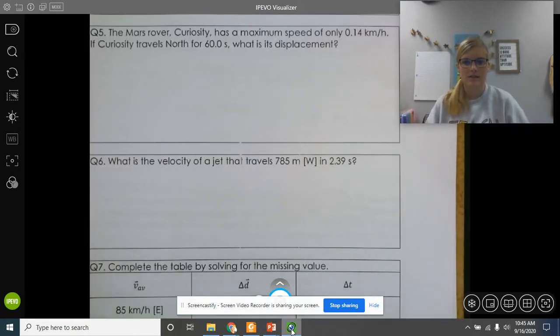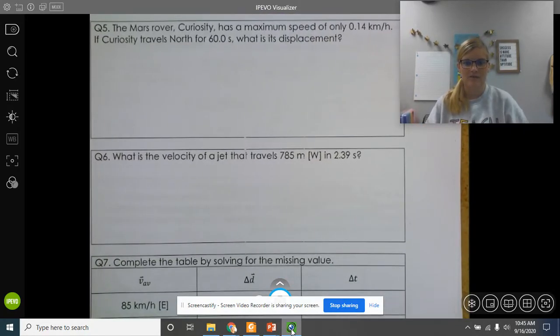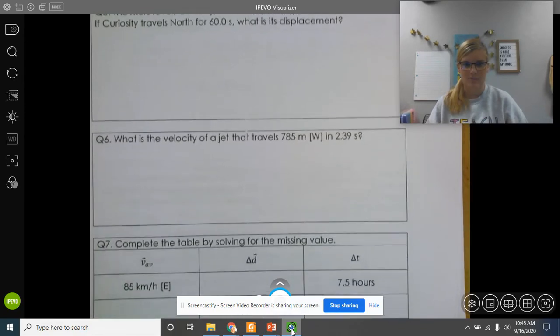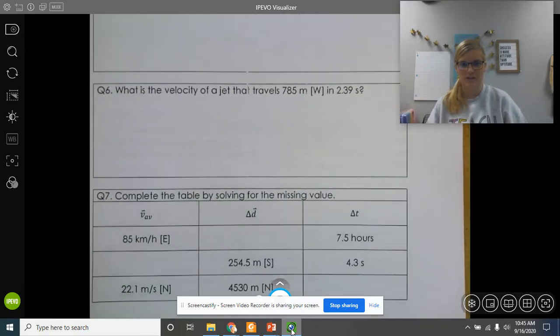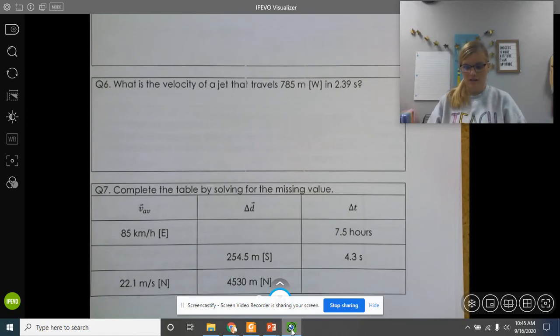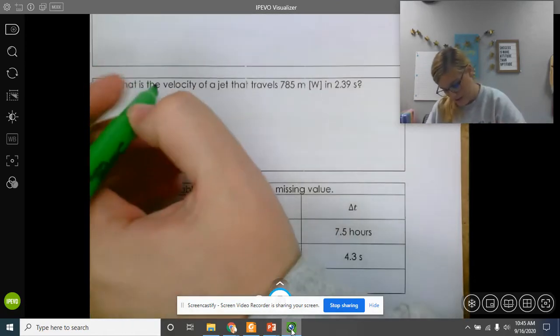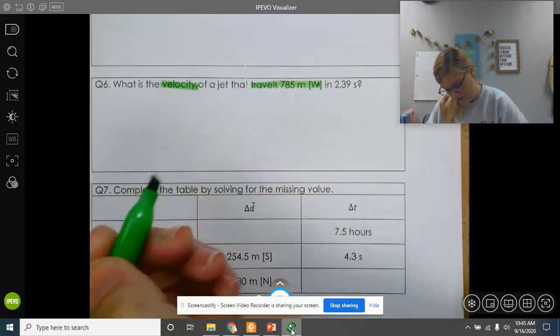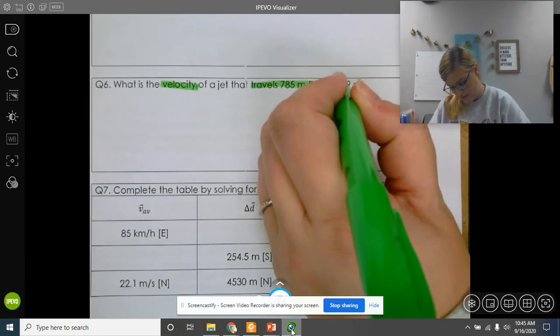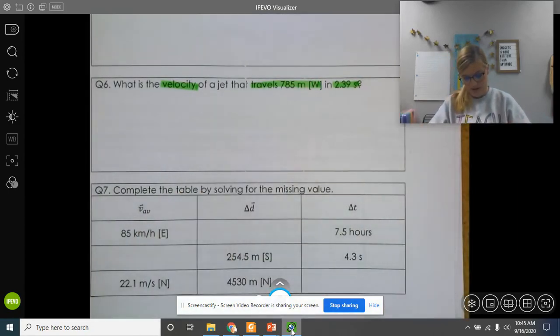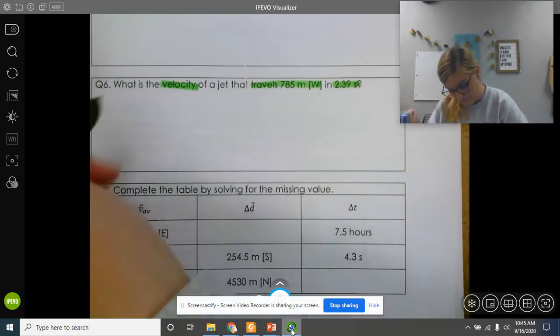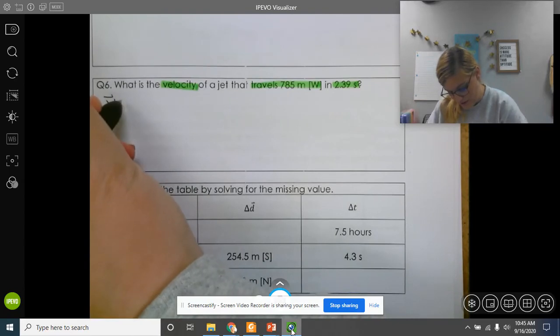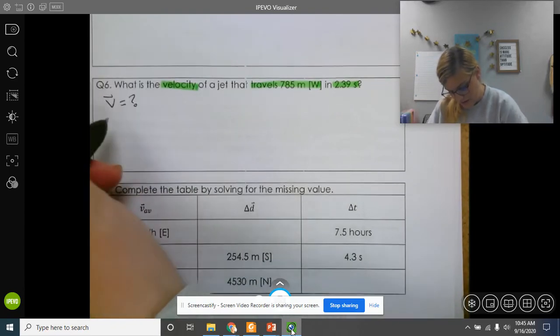All right, so I did number 5 in the video over speed and velocity, so I'm going to skip over that, and we're going to move to question 6. What is the velocity of a jet that travels 785 meters west in 2.39 seconds? So we're looking for velocity, and it travels at 785 meters west, and the time is 2.39 seconds. So I know that what I'm getting is going to be a vector.